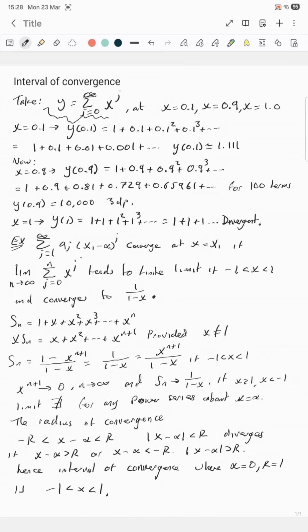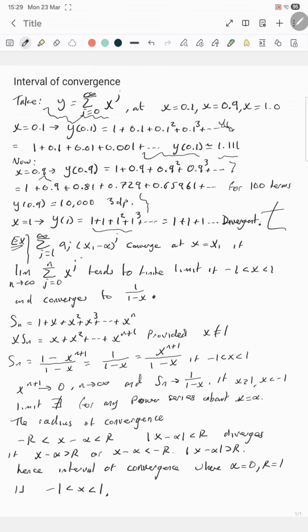Now if you plug in x equals 0.1, we'll get this here, equals this, which is approximately 1.11, and so on. Now x equals 0.9, we'll get this here, or this to 3 decimal places. X equals 1, which is just 1 plus 1 squared, 1 cubed, and so on, which just diverges. It's not really any good for anything. You're just adding ones.